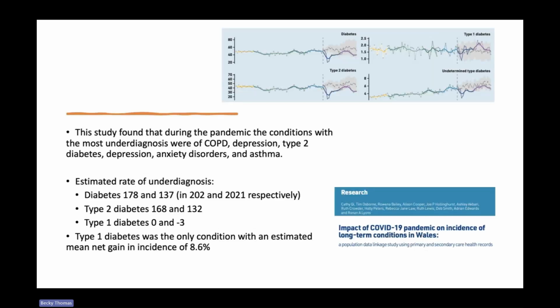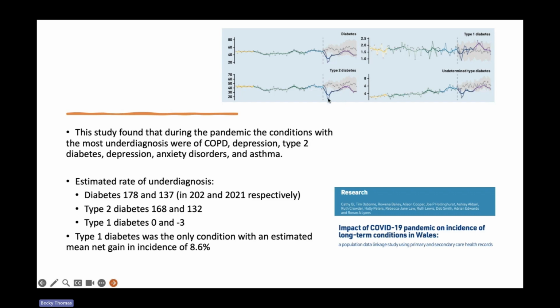So this one was led, I think, by Rowena Bailey's team. And they were looking at the incidence of long-term complications in Wales over the time of COVID. And originally they planned for diabetes to be looked at as one group. So you can see that on the graph at the top, you can see diabetes.